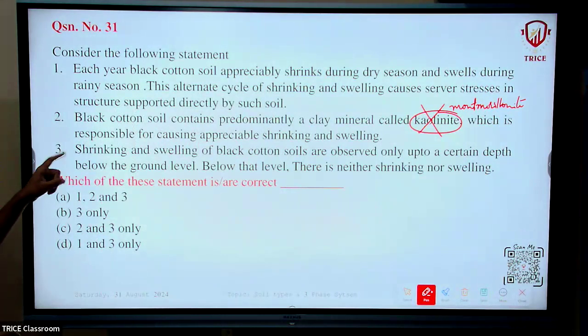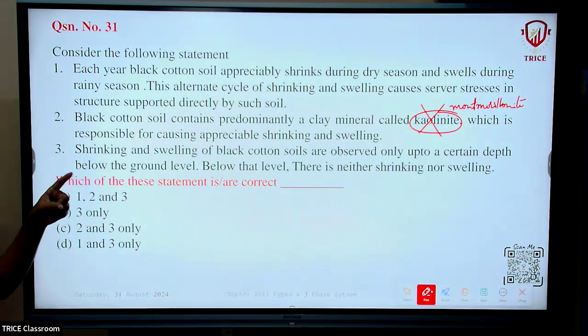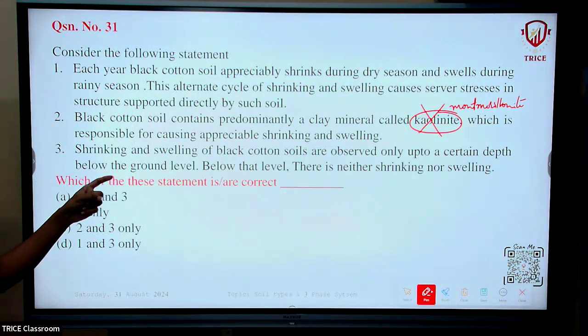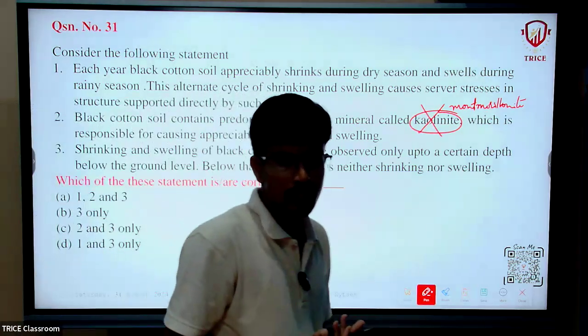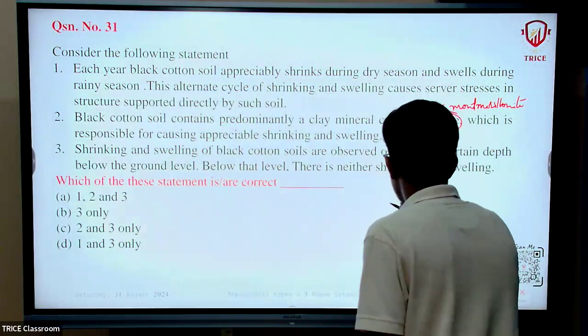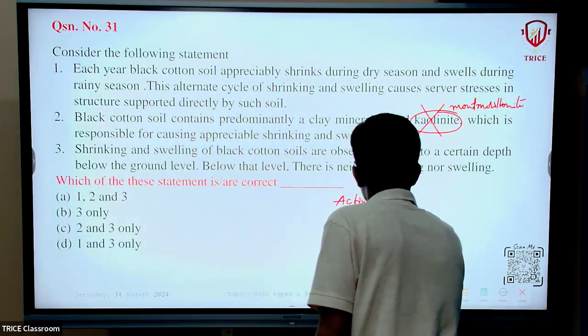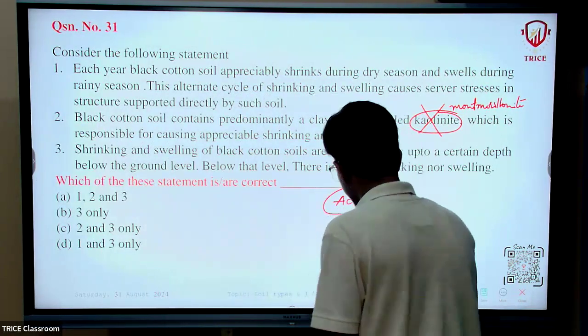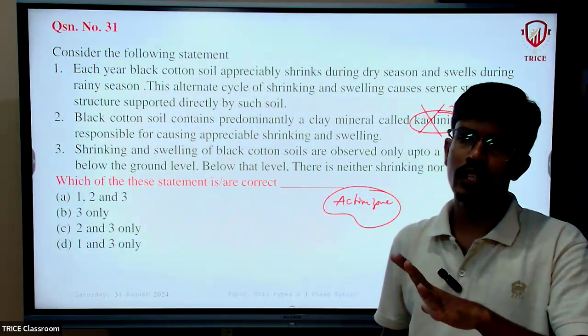The third statement: the shrinkage and swelling of black cotton soil are observed only up to a certain depth below the ground level. Below that level, there is neither shrinking nor swelling. We call that the active zone, the depth up to which the soil shrinks and swells.